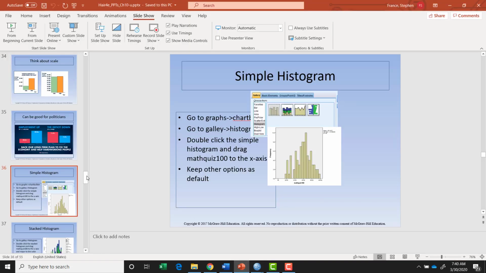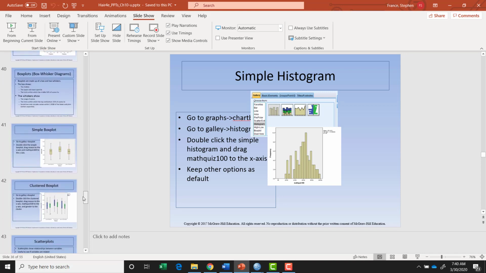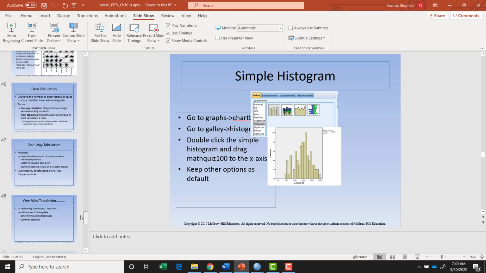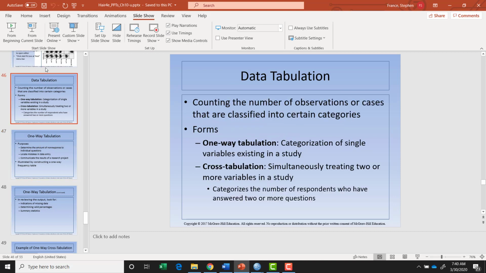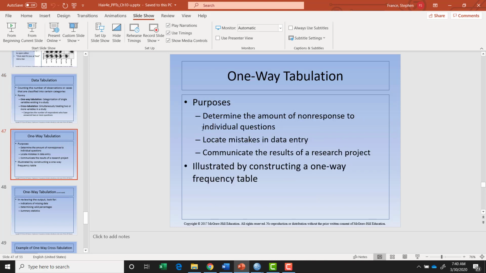Okay, so the final thing we're going to talk about is data tabulation. And just a hint, I usually ask at least one question on the exam. Now, this is really, really simple. One-way tabulation is we summarize variables by one categorical variable. A cross tabulation or two-way tabulation is we summarize by 2 different variables.